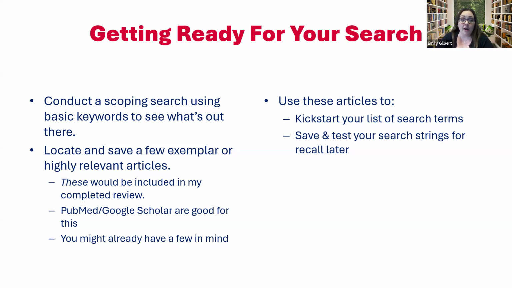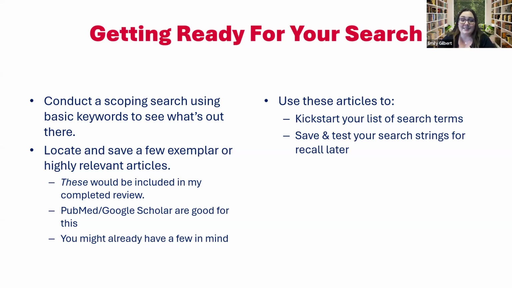And when we say exemplar, we mean articles that you definitely want to include in your completed review. They meet all of your inclusion criteria. You might already know of a few articles like that before you even get started. And you can search on PubMed or Google Scholar for this because you're not trying to be comprehensive with an initial scoping search like this. The exemplars are super important to have because first of all, they will kickstart your list of search terms. And then also you should save those and test your search strings later for recall.